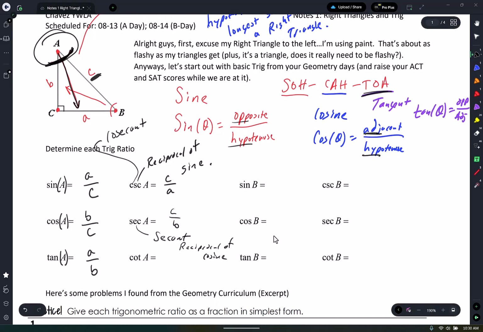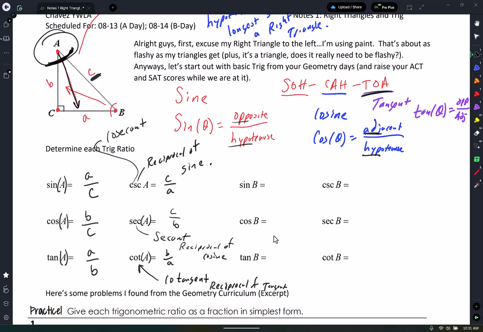And then this one, everyone gets this one correct, because you can tell it's in the name. That stands for cotangent, and it's the reciprocal of tangent. So what's the reciprocal of A over B? B over A. And there it is, guys. We just did our first ones. Cool or not cool?